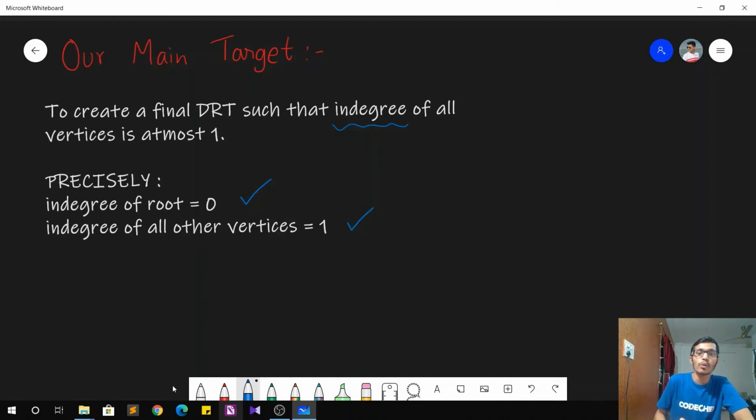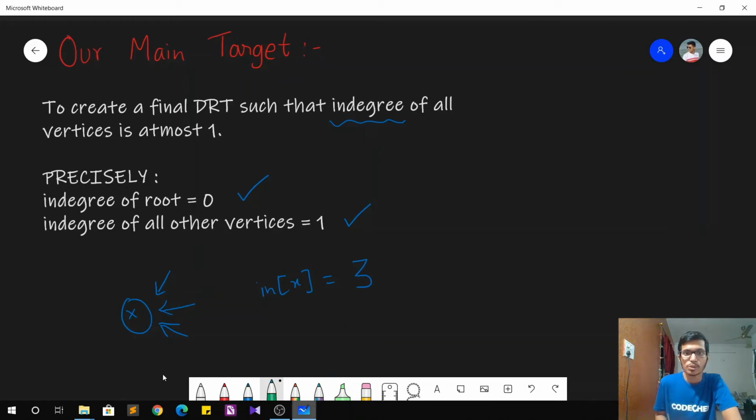Right. So first of all, what do I mean by in degree? Let's say there is a vertex X which has 3 edges incoming towards it. The number of edges incoming towards a vertex is nothing but its in degree. So here, for example, the in degree of X is 3. Now we know that the in degree of any vertex cannot be greater than 1 because then it would not remain a directed rooted tree. But why should the in degree of exactly one node be equal to 0, and that too only the root?